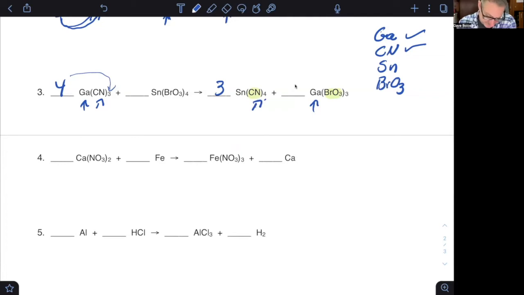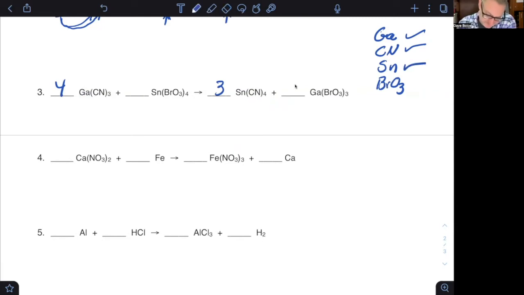And again, this does throw off my original balance of the GA, but I am not going to worry about that for now. I'm just going to go ahead and press forward and finish my balancing and then go back and see if I need to do anything.